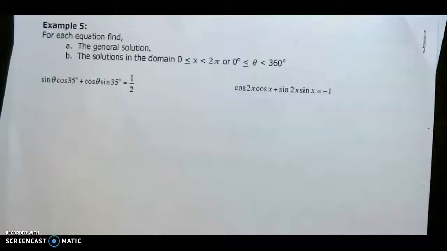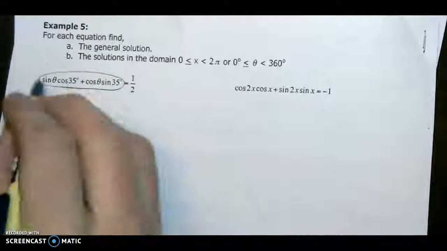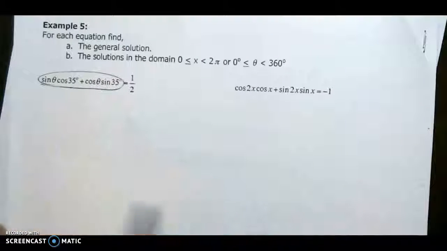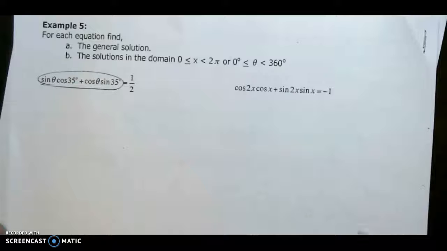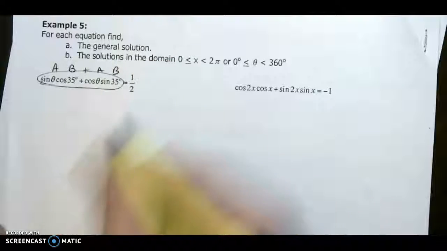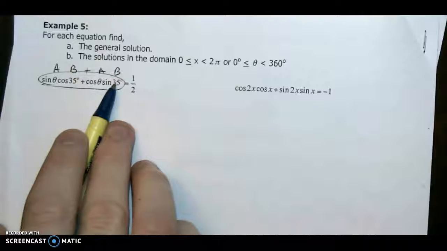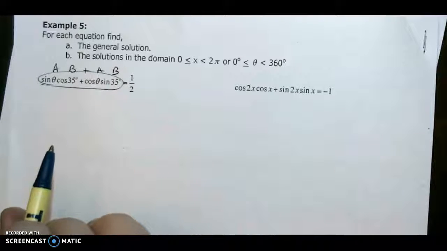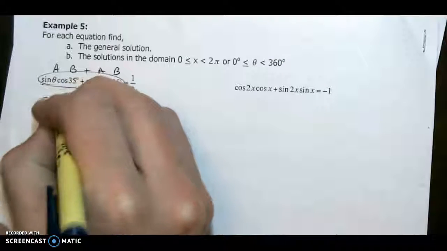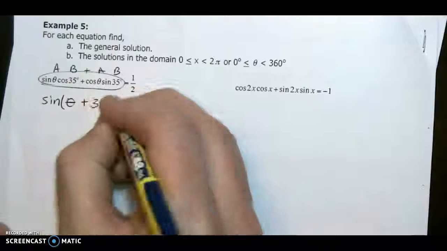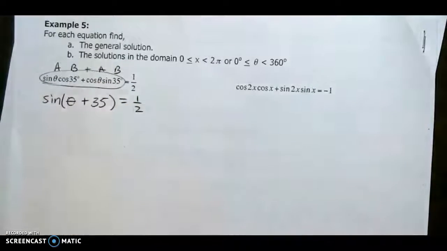In example 5, you're going to condense this down to something simpler because we're trying to solve for theta. And we can use our composite properties to do that, because this looks like an AB plus an AB. And so if you look at how the sines and cosines are mixed in the order that they're in, you'll see that this is sine of A plus B. The A in this case is theta, and the B is 35. So we can condense it down to just sine of theta plus 35.